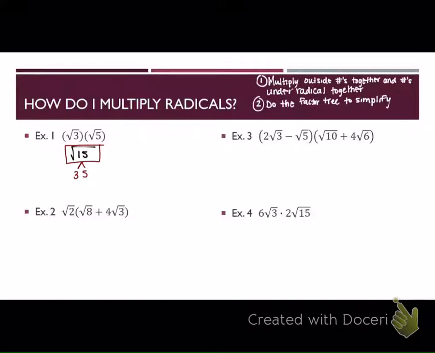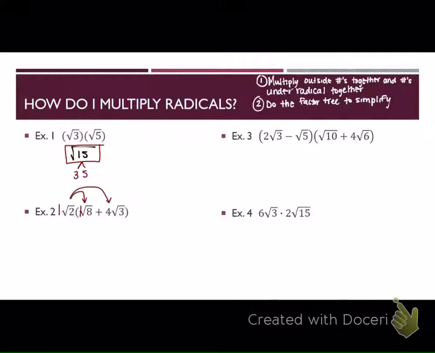All right, example 2 is a little bit harder. Do you guys see that parenthesis with an addition sign in there? So that means we have to use the distributive property. What is outside of the square root of 2? What's in front here? So just think of that as a 1.